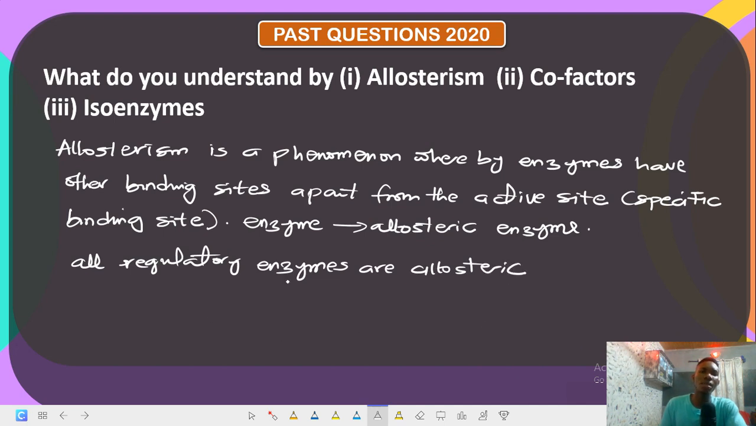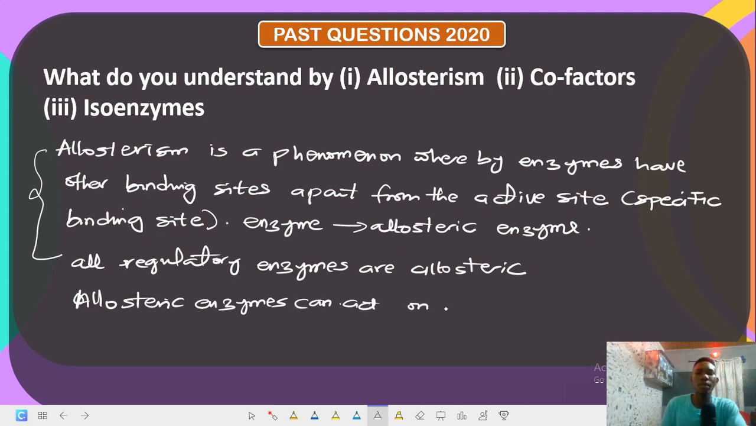Okay, so that is what allosteric enzymes are, and they can act on more than one substrate. So that is all you need to know about allosteric enzymes.